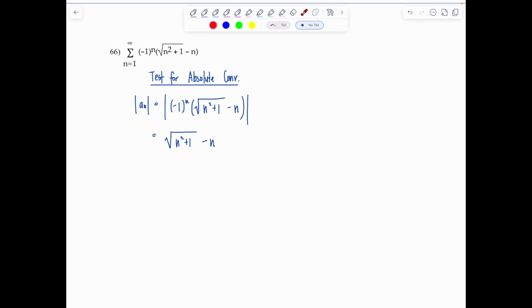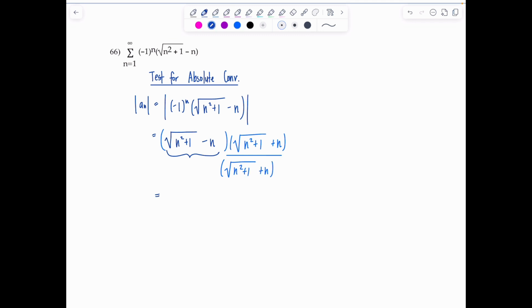So instead, why don't we go ahead and rewrite the absolute value of a sub n so that we can see where the terms are going. We can look at the limit a little bit better. And I'm going to multiply top and bottom by the conjugate of what I see right there. So the conjugate would be the square root of n squared plus 1 plus n. And I'm going to do that top and bottom. That way I'm just multiplying by 1, right? I'm not doing anything illegal.